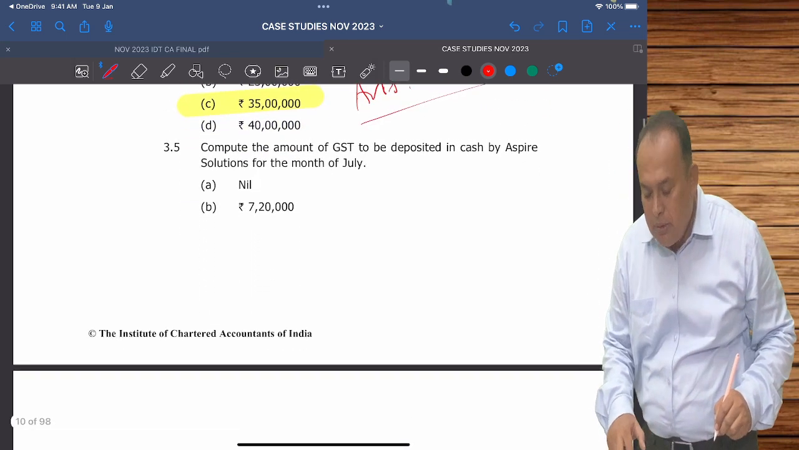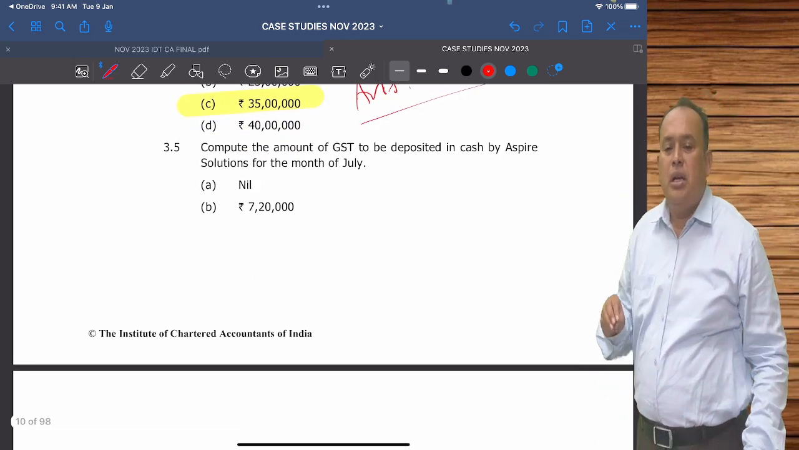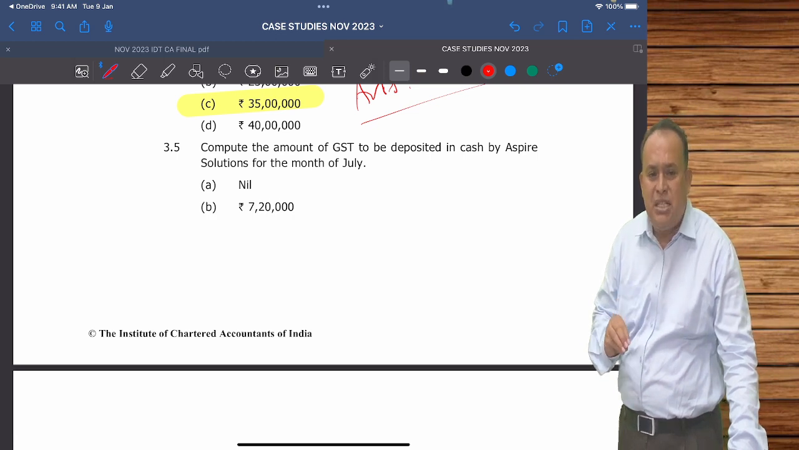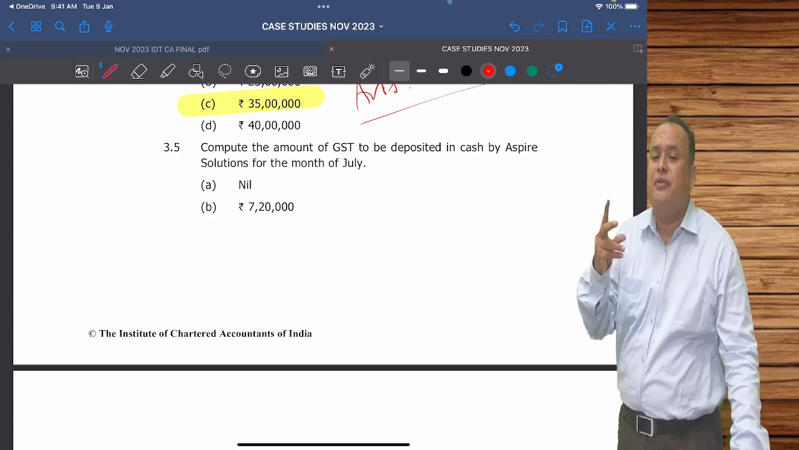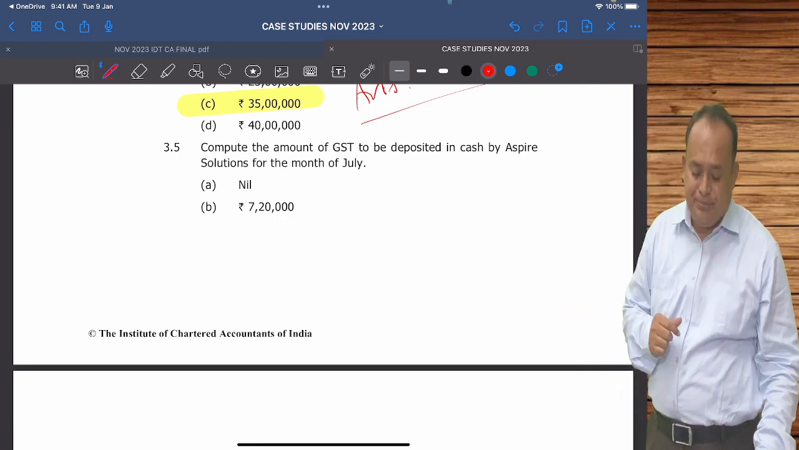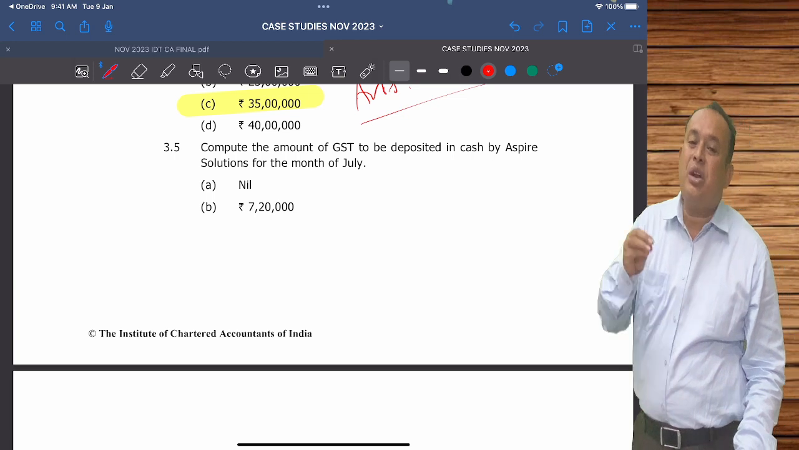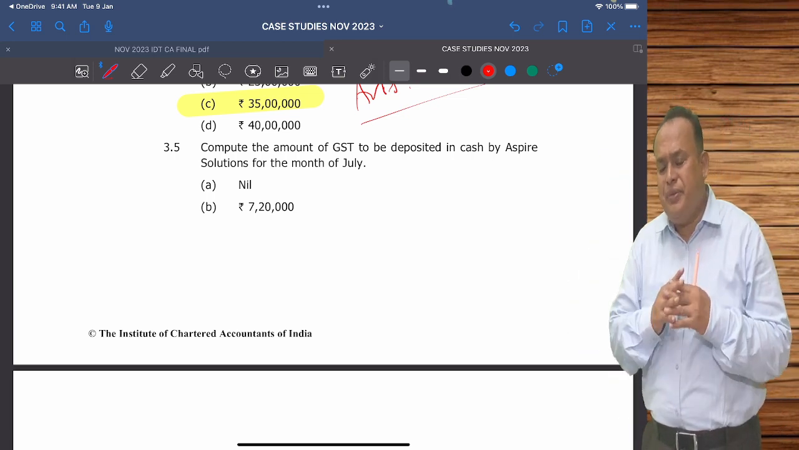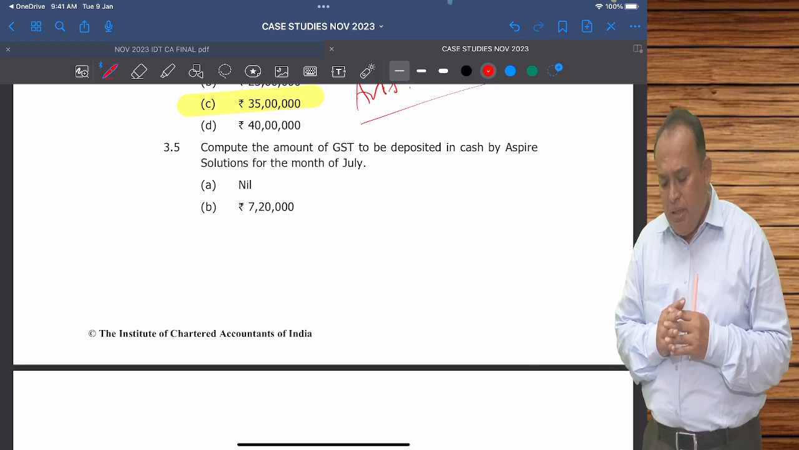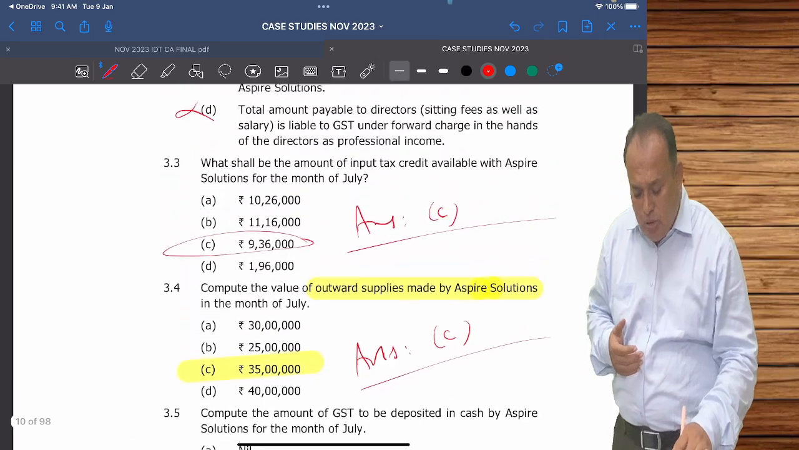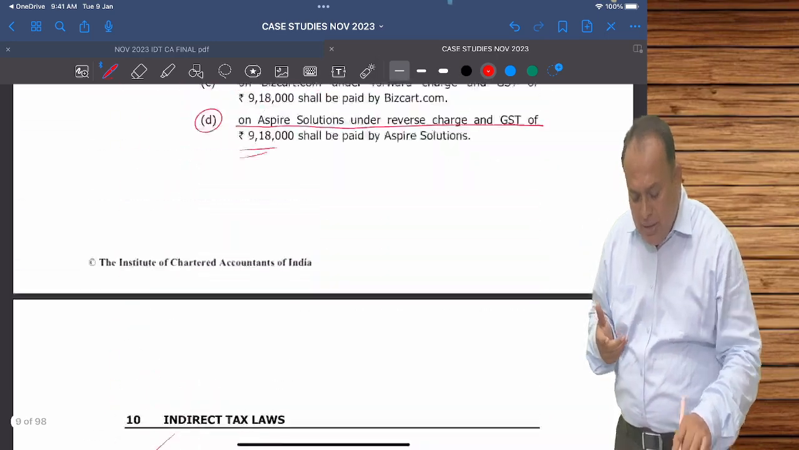Next, 3.5. Compute the amount of GST to be deposited in cash by As per Solution for the month of July. In cash. Electronic cash ledger, how much? Dear friends, they have their output supply to pay the tax. How much here?